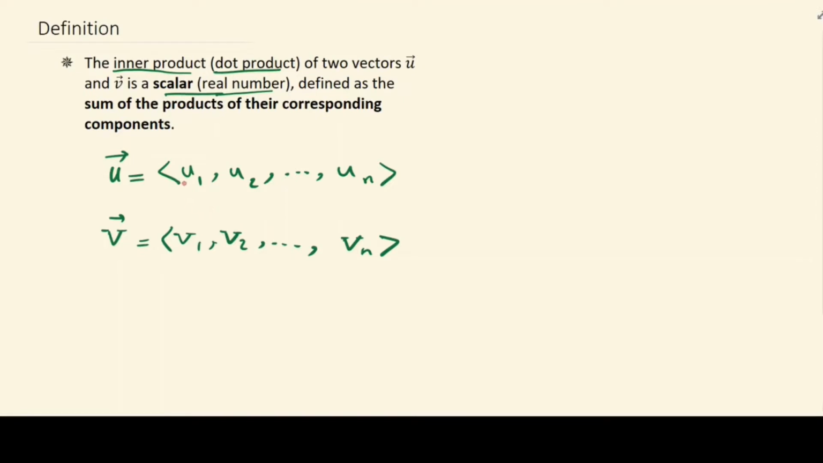we just need to look at the corresponding components. For example, the first component of these two vectors is going to be u1 and v1. The second component is going to be u2 and v2 all the way to the n component, which is going to be un and vn. And then we can say that u dot v, which is the way that we show the inner product or dot product of these two vectors, equals the summation of the products of the corresponding components. So u1 times v1 plus second component u2 times v2 plus all the way to the last component, which is un times vn.